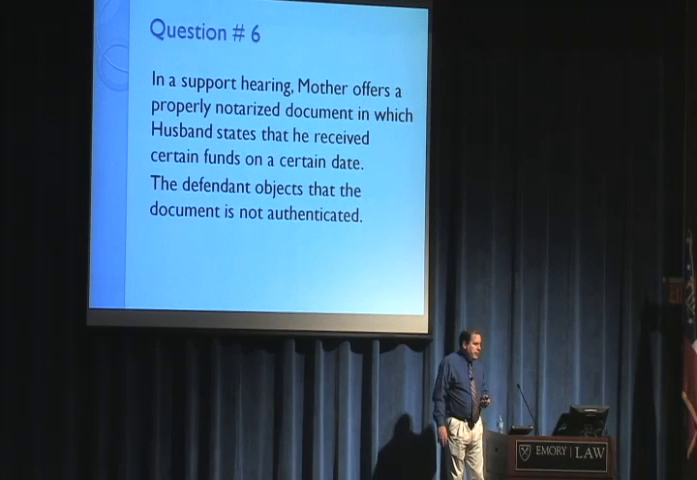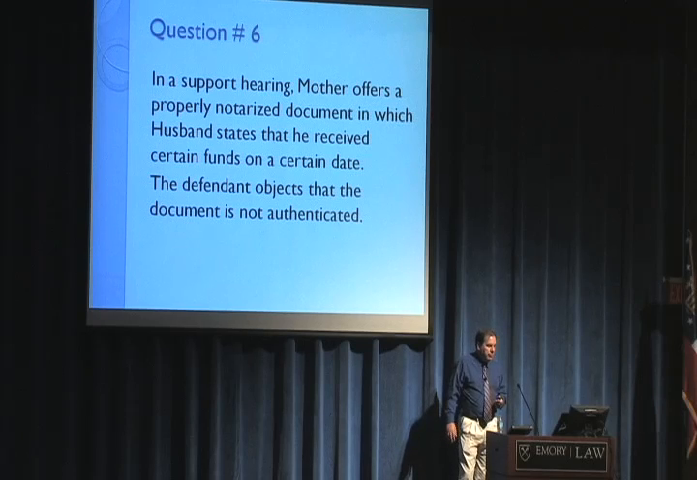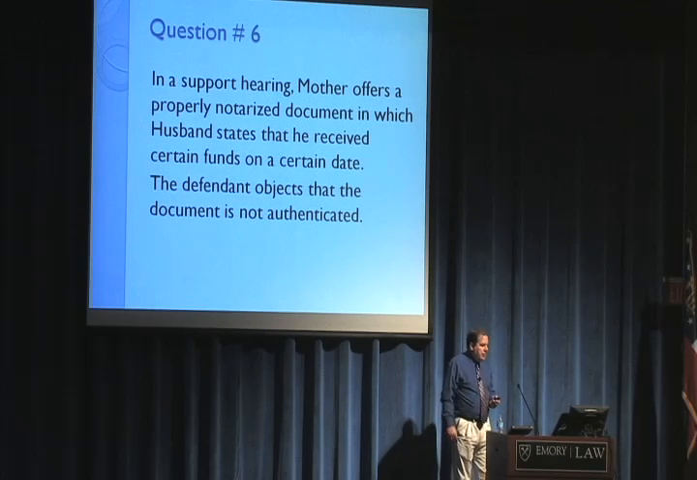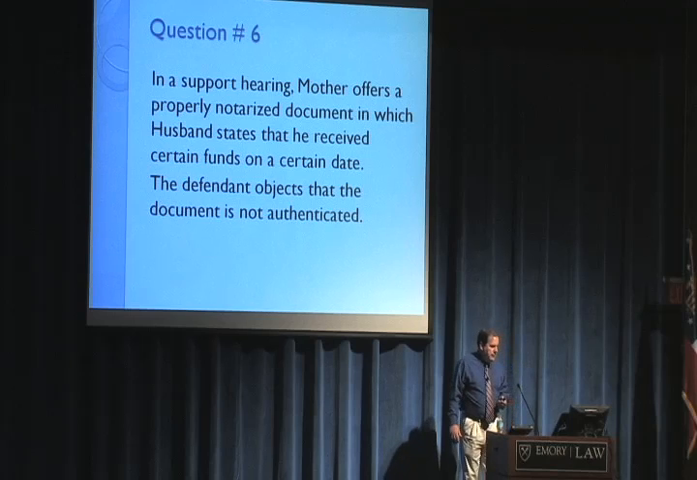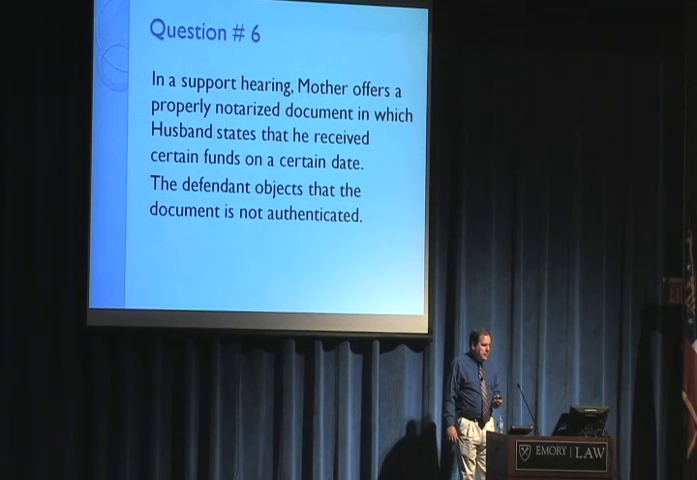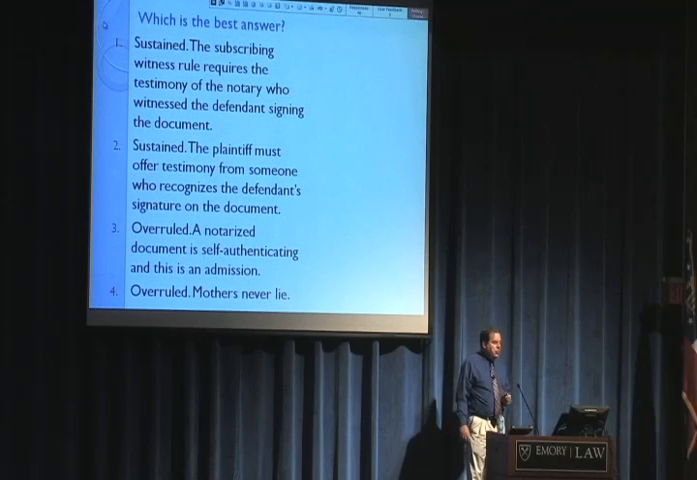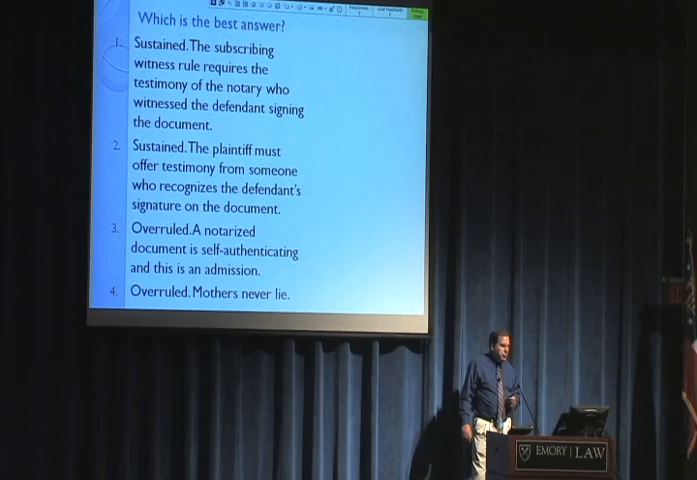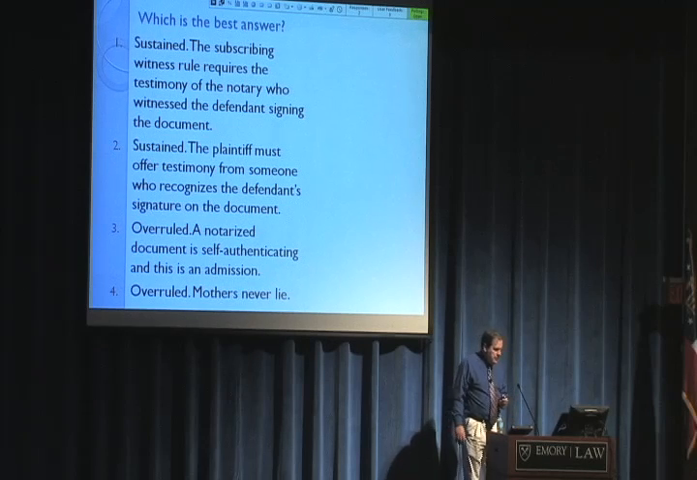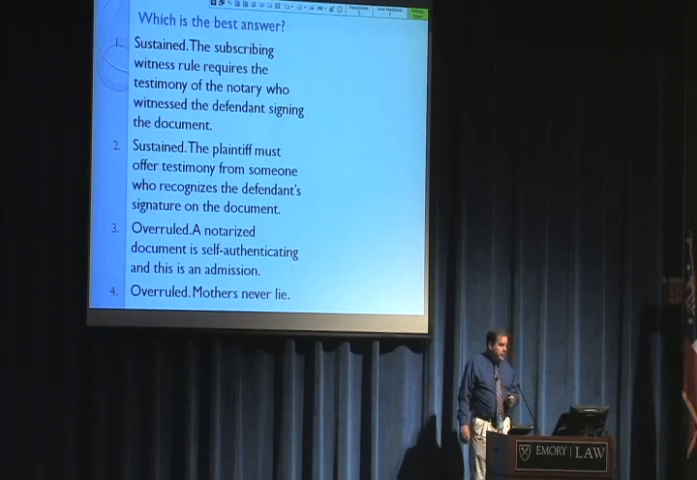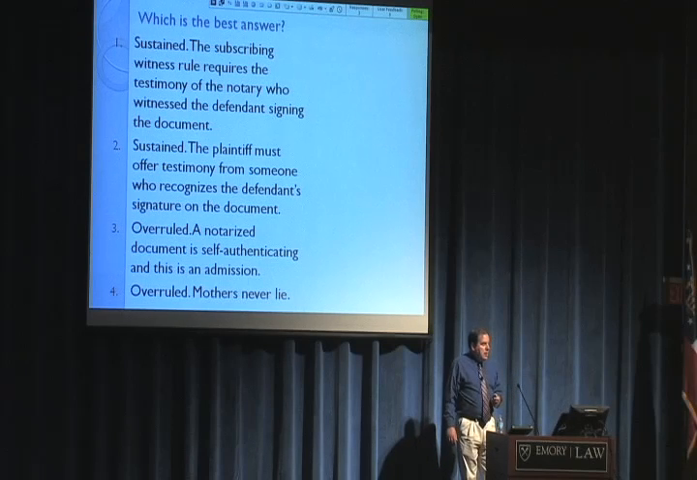Number 6, in a support hearing, mother offers a properly notarized document in which husband states that he received certain funds on a certain date. Defendant objects that the document is not authenticated. Number 1, sustain. The subscribing witness rule requires the testimony of the notary who witnessed the defendant signing the document. 2, sustain. Plaintiff must offer testimony from someone who recognizes the defendant's signature on the document. 3, overruled. The notarized document is self-authenticating, and this is an admission. Or 4, overruled. Mothers never lie.